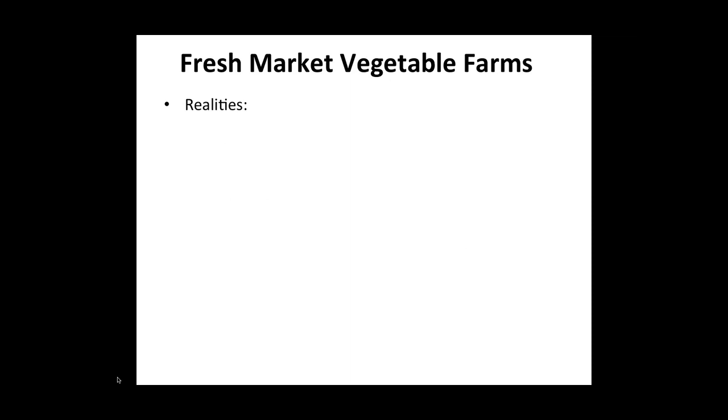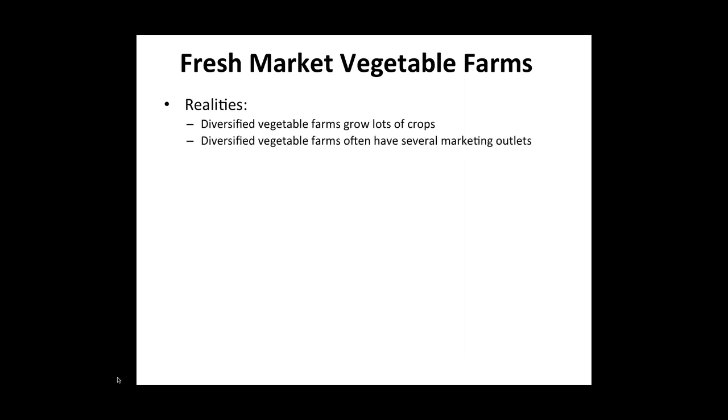I want to run through some realities. If you all are people that work with fresh market vegetable farms, you'll be familiar with what these realities are. We've got diversified vegetable farms growing lots of different crops. If folks are doing farmers markets or community-supported agriculture programs, they might be growing 50 or more vegetable crops on their farm. Many farms sell via more than one way. They might have a 50-member CSA, they might go to 3 farmers markets, and they might sell to some local restaurants. Or there might even be some U-pick things going on their farm. Lots of different marketing options.